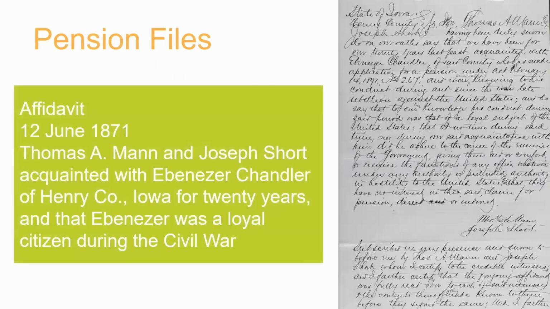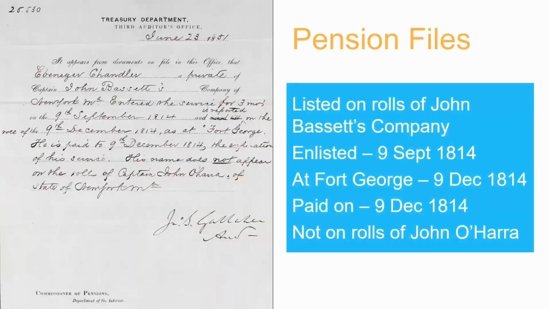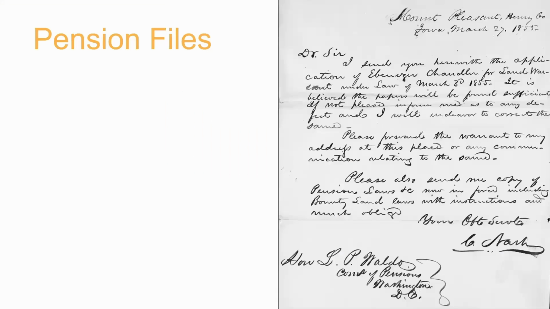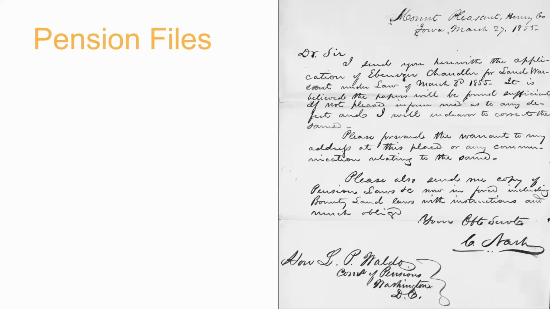And then this next document is an affidavit, which again has our witnesses on it and says how long they've known him and that he was a loyal citizen during the Civil War. And then finally, we have some more information about the War of 1812. One thing that I thought was interesting, let me go back, is that it says he was on the list for John Bassett's company, but he was never on the other company. So you could see there's some conflicting information. He later said he was part of two companies, but we see here he's only part of one.